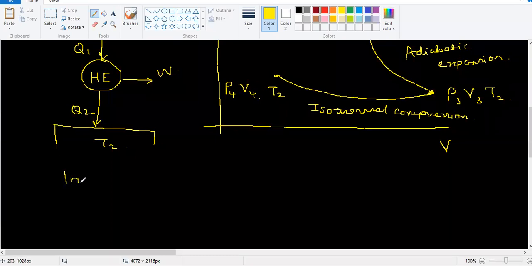So in isothermal, temperature constant. But very often intuitively we think that temperature constant means there is no heat transfer. Well, that is not correct. The temperature was constant because there is a heat transfer.